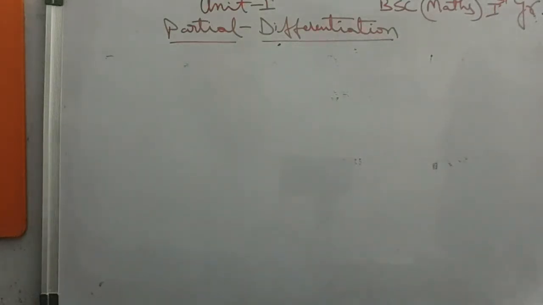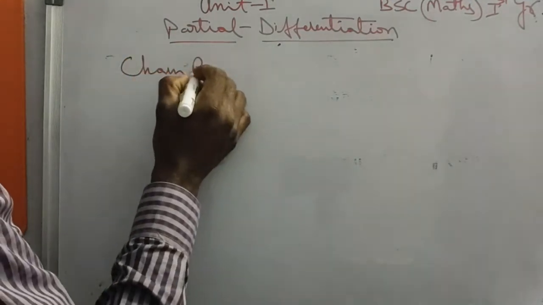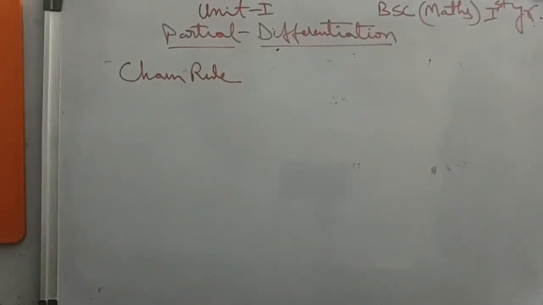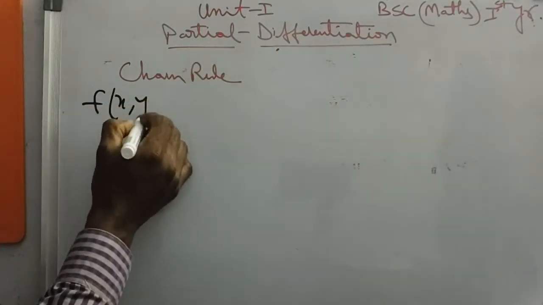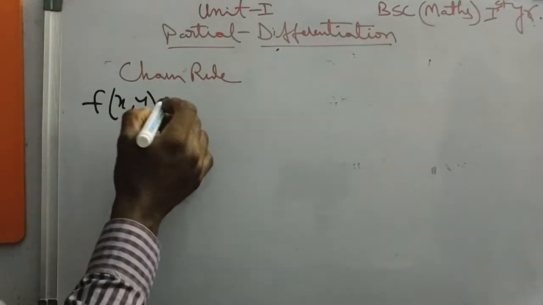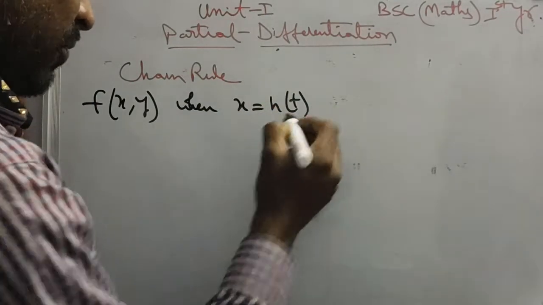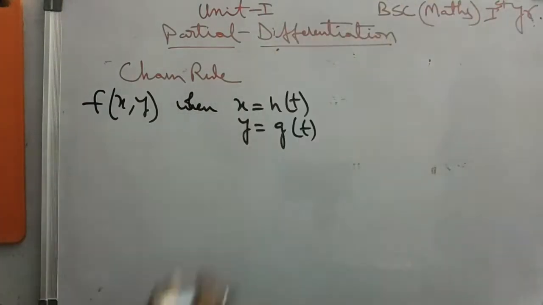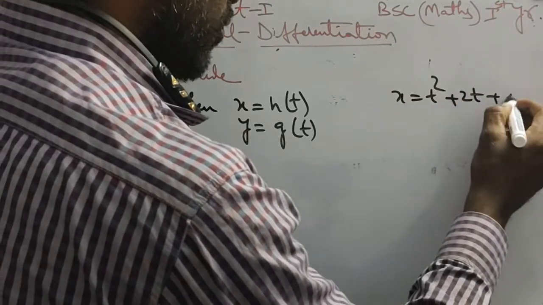Now, in the previous discussions, the continuation is the chain rule. Why am I using this chain rule for finding some problems? You have to remember how. Suppose f is a function of two variables, f(x, y), where x is a function of t and y is also a function of t. H of t is some function, just like x equals t square plus 2t plus 4.